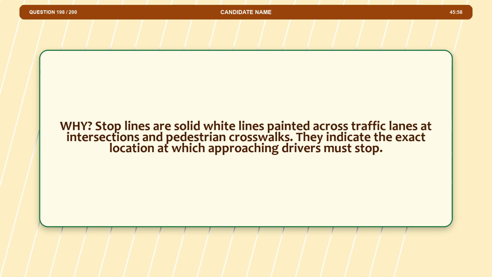Explanation. Stop lines are solid white lines painted across traffic lanes at intersections and pedestrian crosswalks. They indicate the exact location at which approaching drivers must stop.